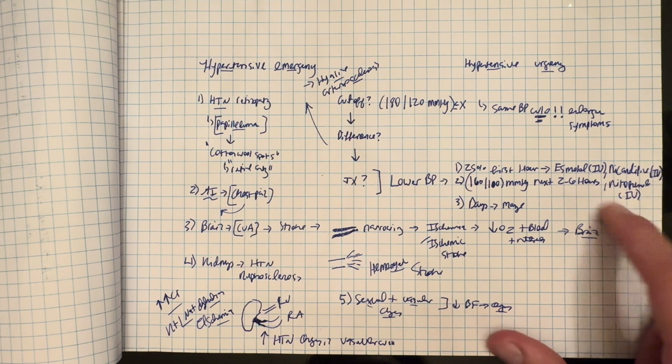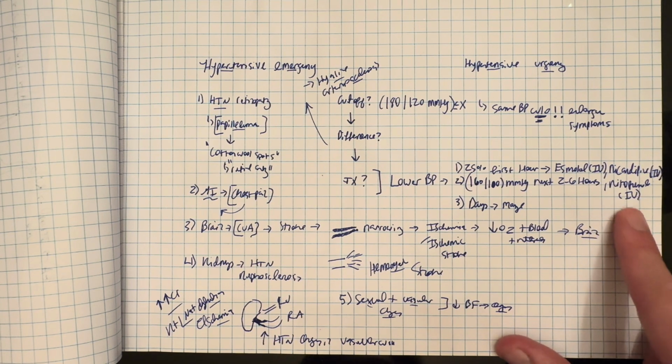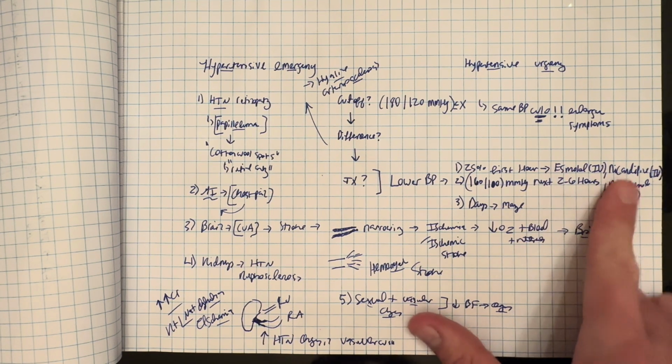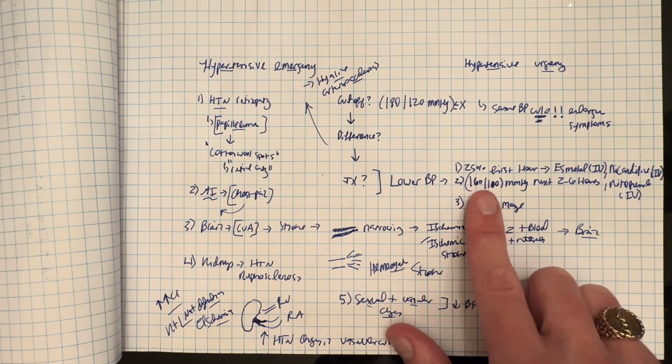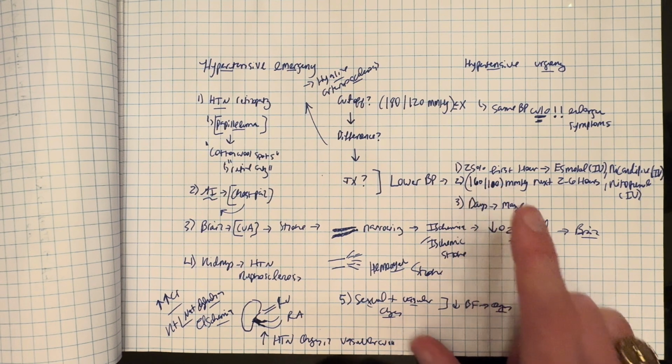And then you can also have something that isn't commonly used anymore, at least in the ICU that I work at. We don't really use nitroprusside anymore. Again, we just kind of use esmolol or nicardipine as directed.